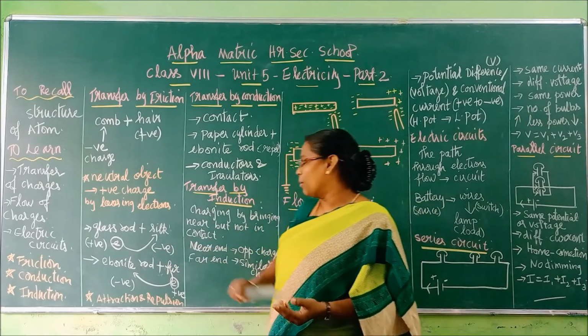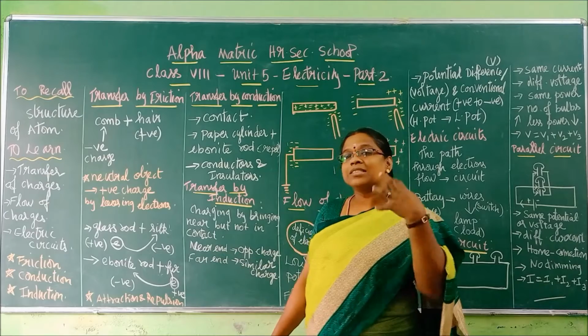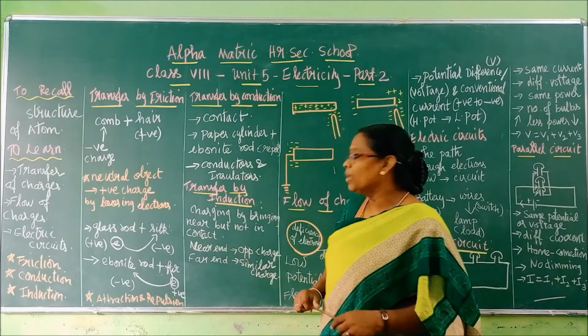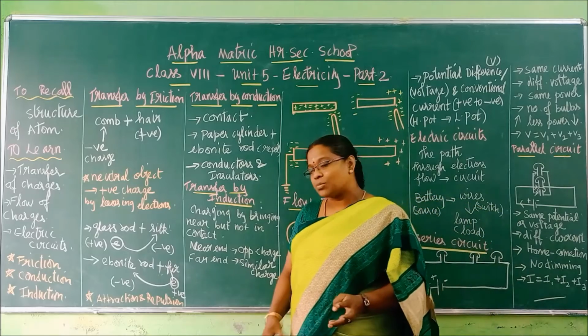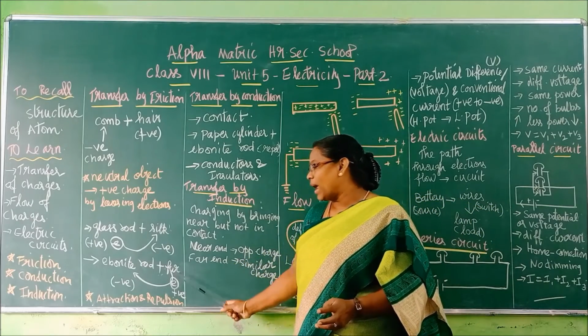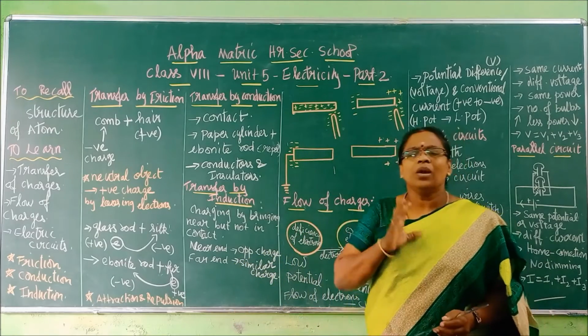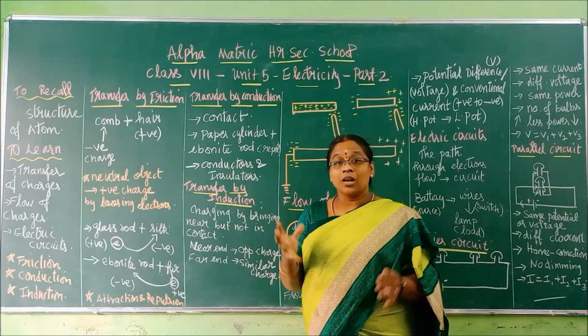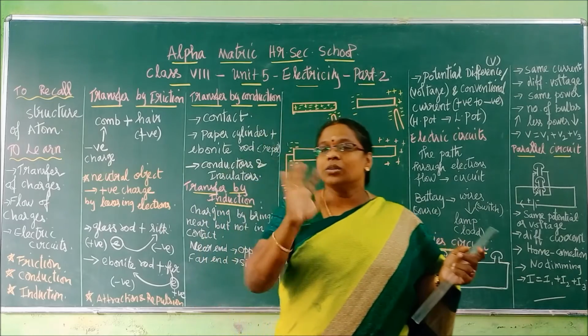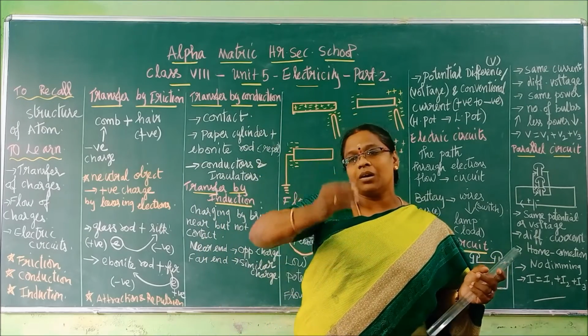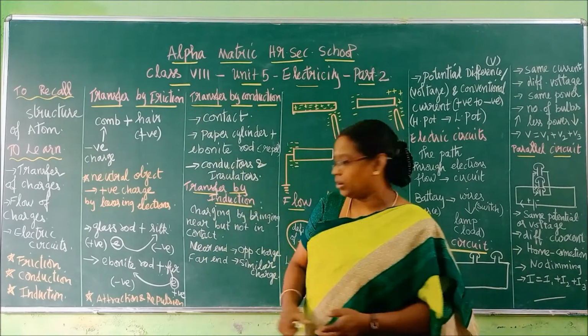So glass rod will become positive, and silk, as it is gaining electrons, will become negative. Another example is also explained in your textbook: ebonite rod and fur. Fur means a woolen cloth, like a sweater, fluffy, another variety of wool.